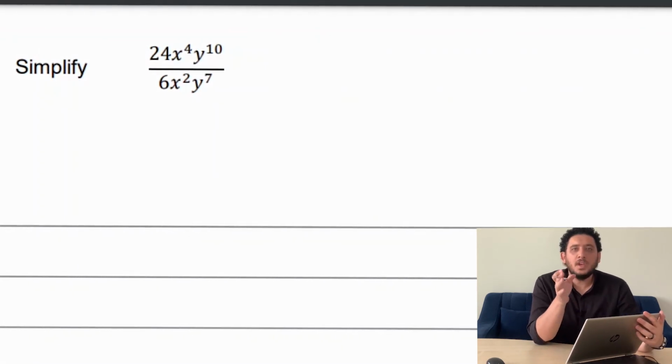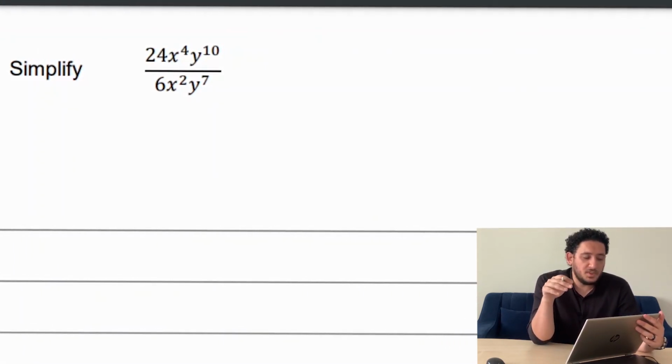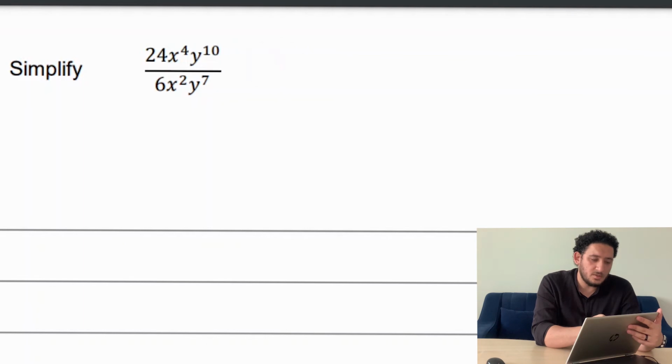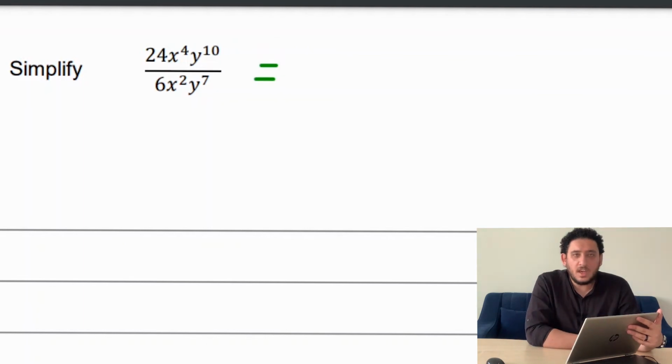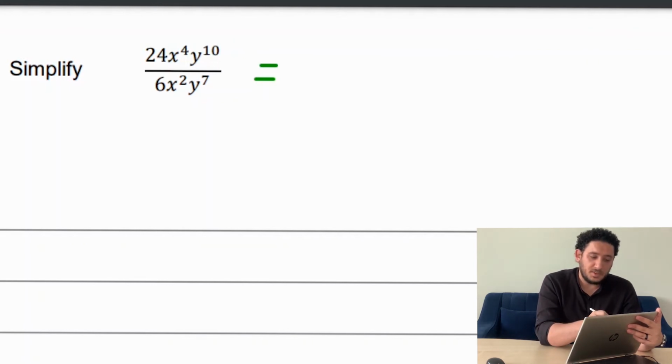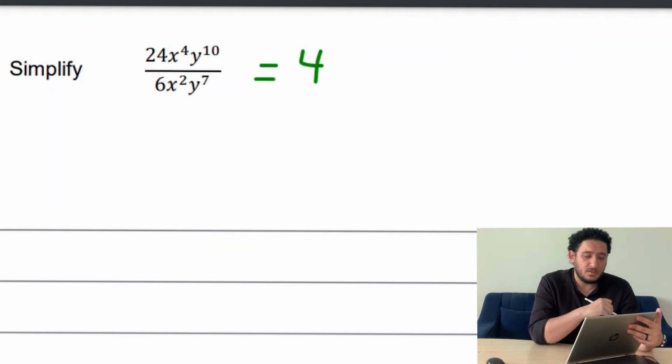Here we have another simplifying problem, 24x power 4 y power 10 all over 6x power 2 y power 7. How can we do this? How can we simplify it? We can start with the coefficients or the numbers beside the letters, beside x and y. 24 up and 6 down. We want to divide them. 24 divided by 6, it equals what? That's right, it equals 4.